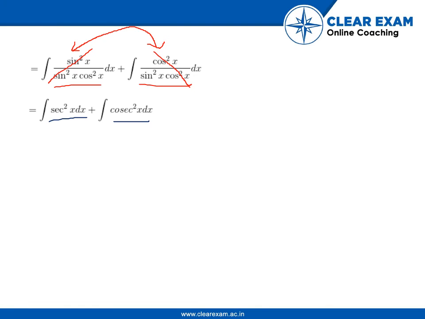So now moving to the next step. Yeah, so this is it. Integration of sec square x is tan x, and the integration of cosec square x is minus cot x.